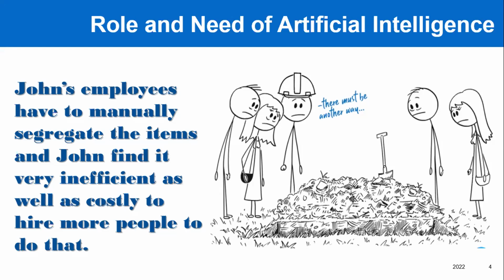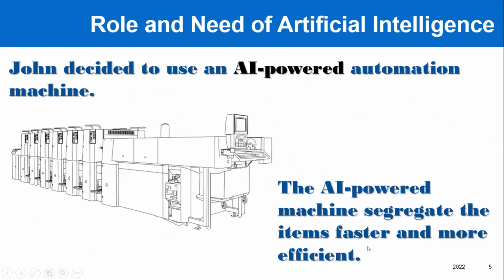So what will be the next step then? Now John decided to use an AI powered automation machine. As a solution, John decided to use an AI powered automation machine to handle this task. So what does this AI powered machine do? This AI powered machine scans and identifies the material type to segregate the items faster and more efficiently. This is what this AI powered machine will do.